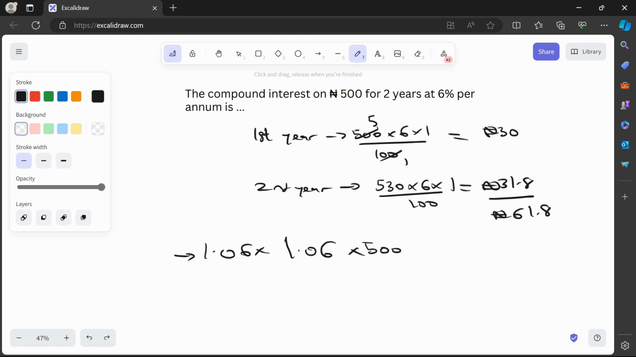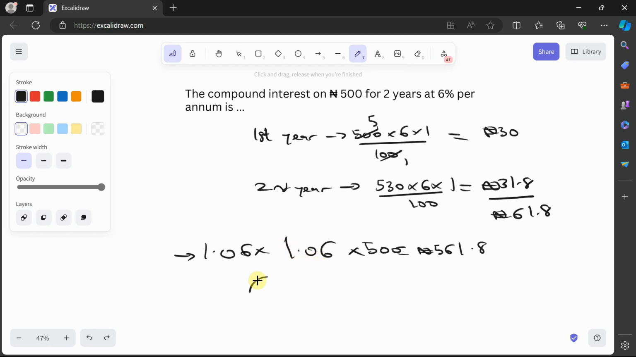500. So if you multiply this together, that will be 1.06 times 1.06 times 500. You see that this gives you 561.8 naira, which is the interest plus the principal. So you can see that the total amount that the person will pay back is 561.8. What did I do here? How do we get this 1.06?